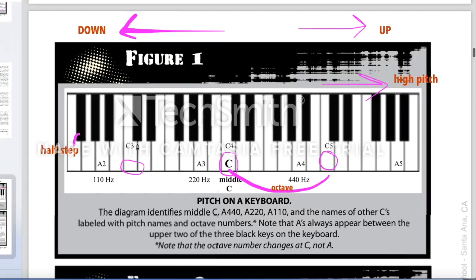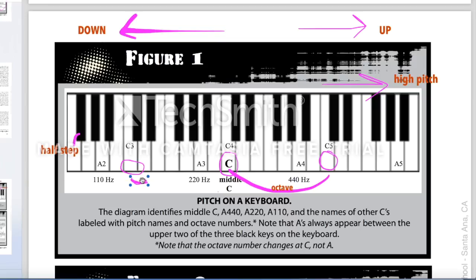So if you go from here to here, because you're going to every other key. If you were going from the C to the C sharp, then that would be a half step. But since you're going to the C to the, not C sharp, but the D, that's called a whole step. So I'm going to go ahead and write that.